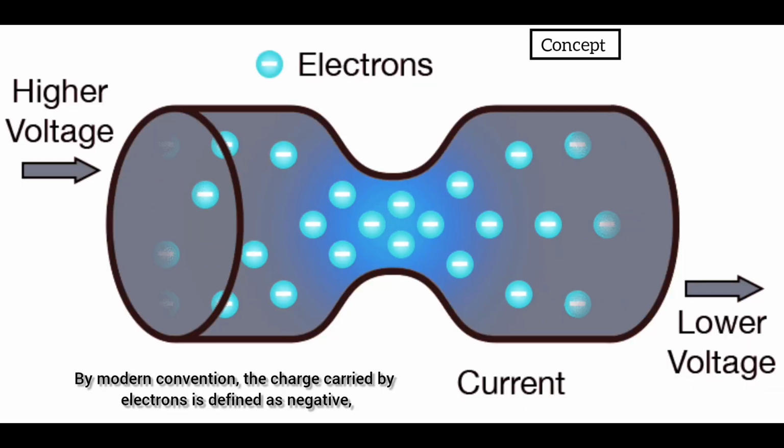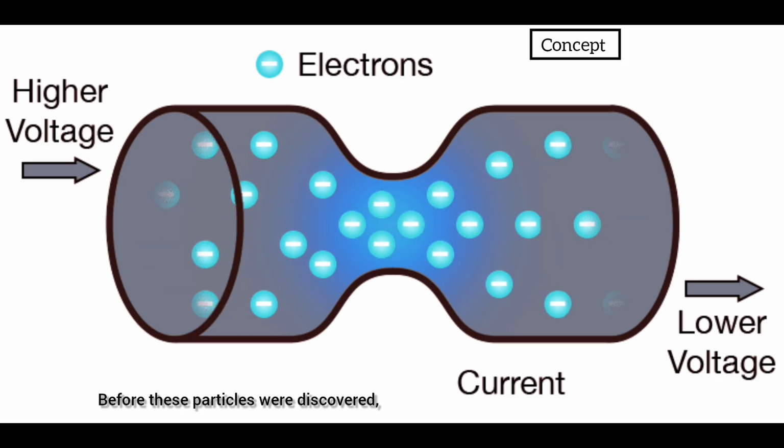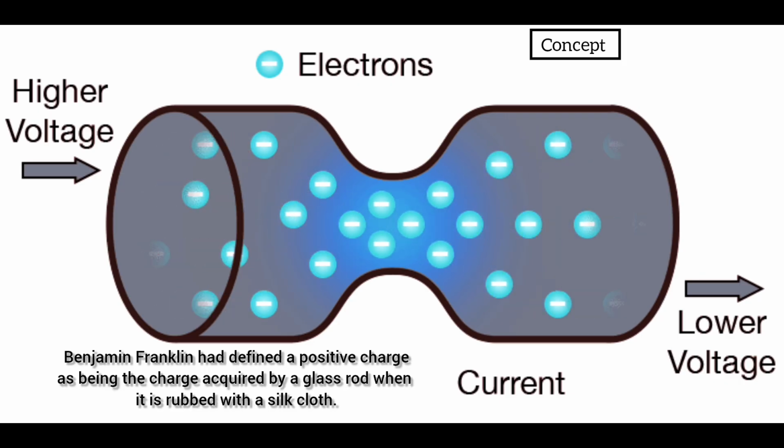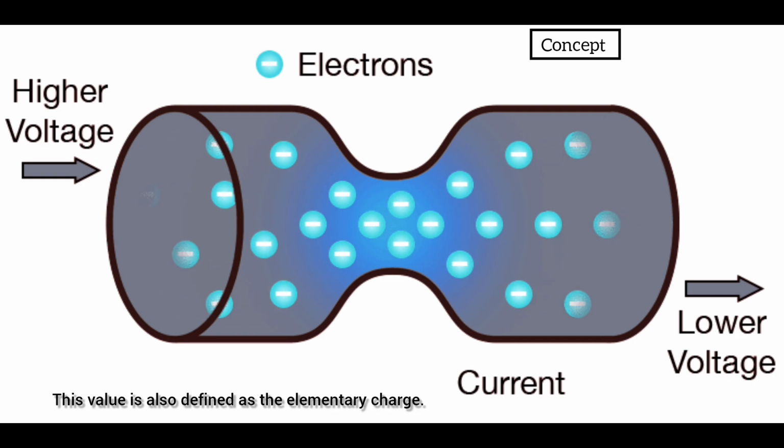By modern convention, the charge carried by electrons is defined as negative, and that by protons is positive. Before these particles were discovered, Benjamin Franklin had defined a positive charge as being the charge acquired by a glass rod when it is rubbed with a silk cloth. A proton, by definition, carries a charge of exactly 1.602176634 × 10⁻¹⁹ coulombs. This value is also defined as the elementary charge.